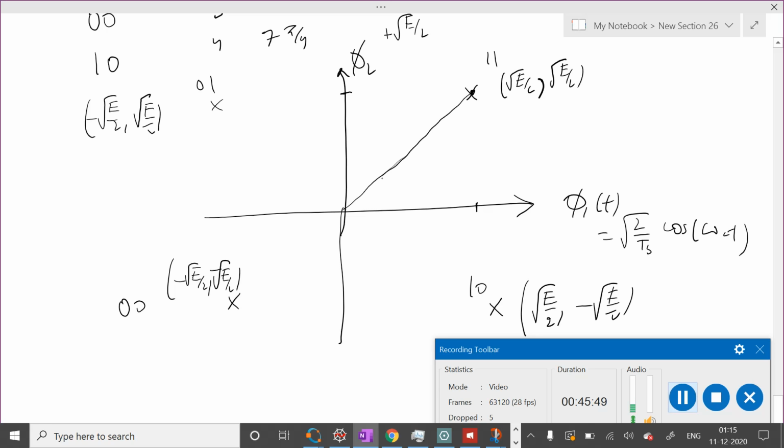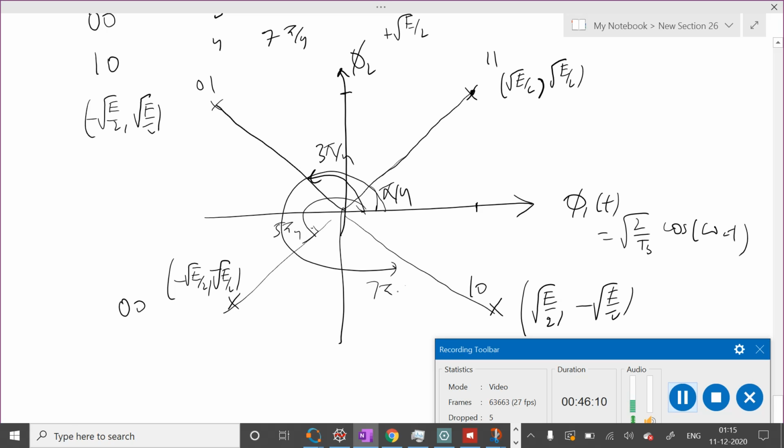And if you look at it carefully, this phase is pi by 4. This is 3 pi by 4. And then this much phase from this x-axis is 5 pi by 4, and this phase is 7 pi by 4. So this is the baseband representation of QPSK, and it's also called the constellation diagram.